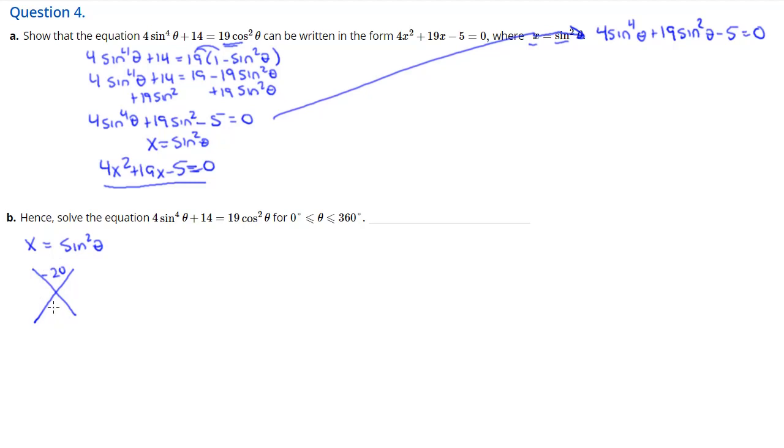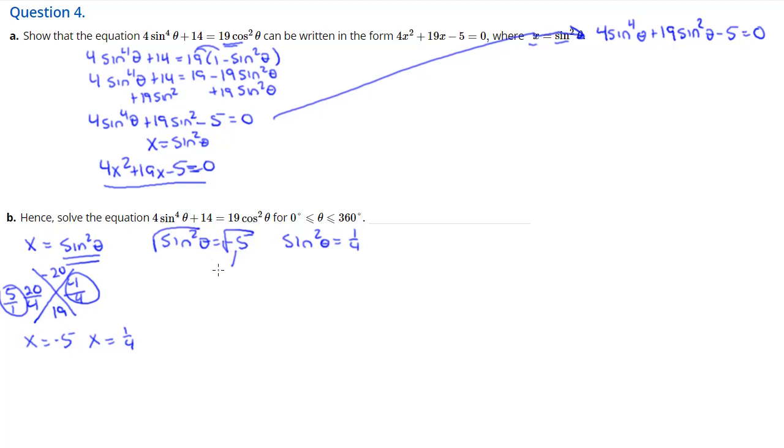So if I do this, I'm going to have negative 20 on the top, 19 on the bottom, and I'm looking for two numbers. It's going to be 20 and negative 1. My x's are going to equal negative 5 and 1/4. Now keep in mind, x is equal to sine squared, so now it says sine squared theta is equal to negative 5, and sine squared theta is equal to 1/4.